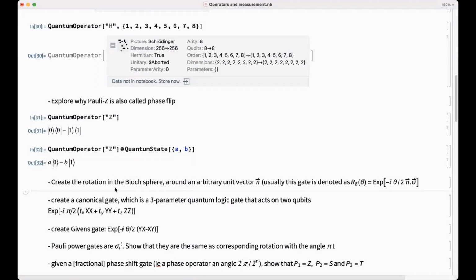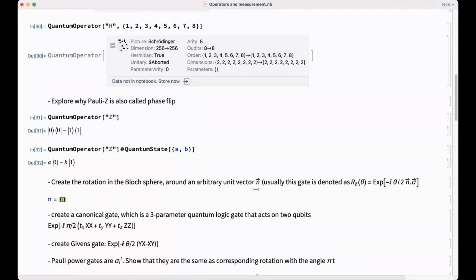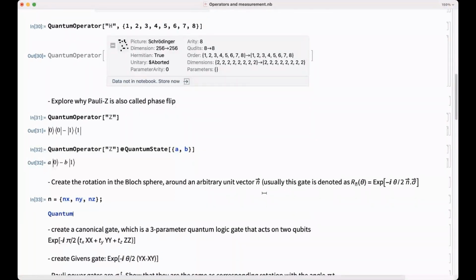So that's a very generic rotation. We have an arbitrary unit vector n, which we can say is nx, ny, and nz, and it says how we can create the corresponding generic rotation. That's a rotation around the unit vector n with a given angle theta. Let's see how we can construct that operator, either from built-in constructions or manually. Let's look at both ways.